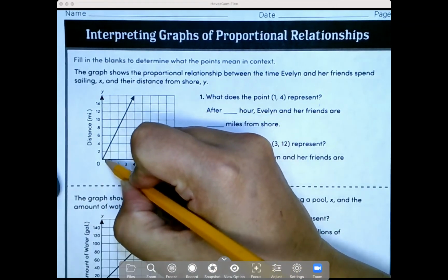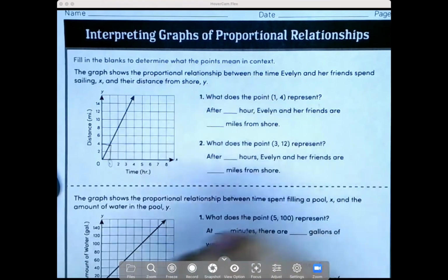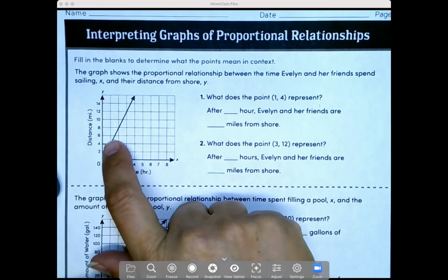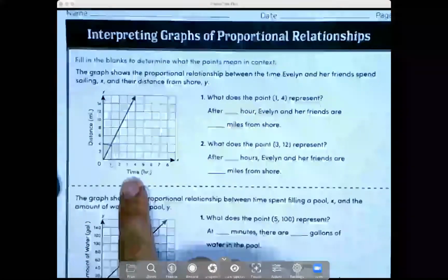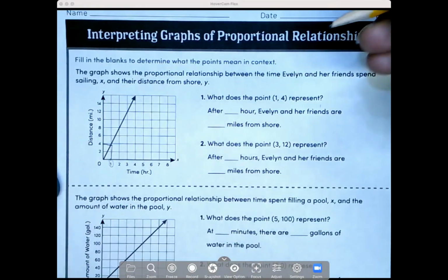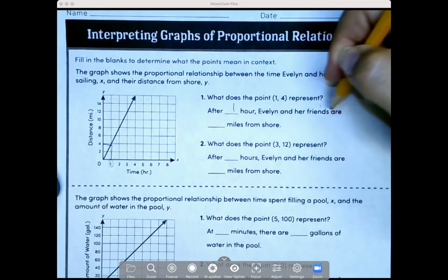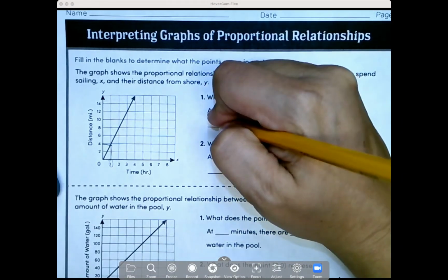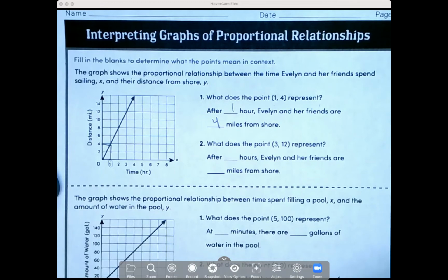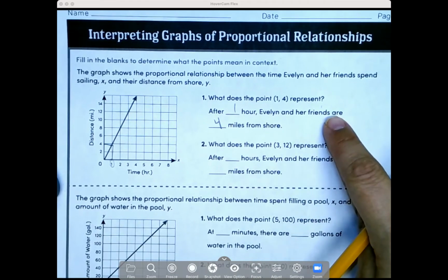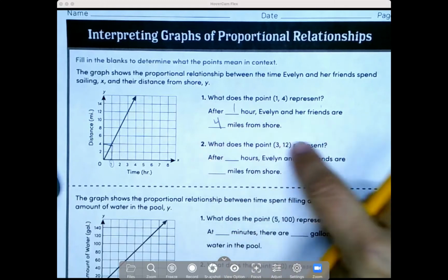I go here, (1, 4). Well, 1 is the hours, 4 is the distance. So let's fill in these blanks. After 1 hour, Evelyn and her friends are 4 miles from shore. Please have them read this out loud with their partners because it's important that they really understand how to write out these sentences.